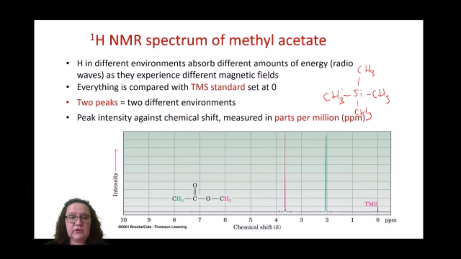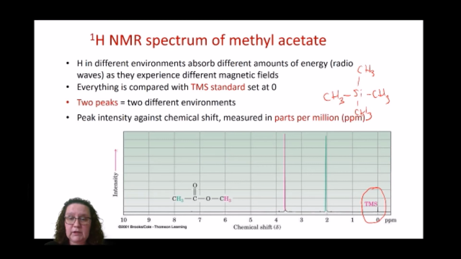So you've got here in this slide a typical proton NMR spectrum, in this case for the compound methyl acetate. And as you can see, it has 2 peaks, well, 3 peaks. One of them is the peak at 0, and I will tell you what that means.